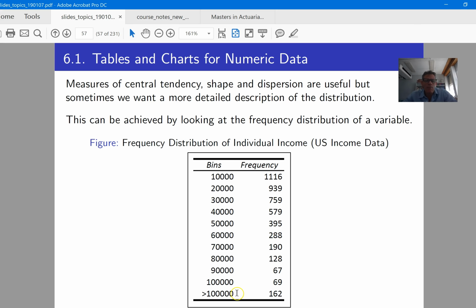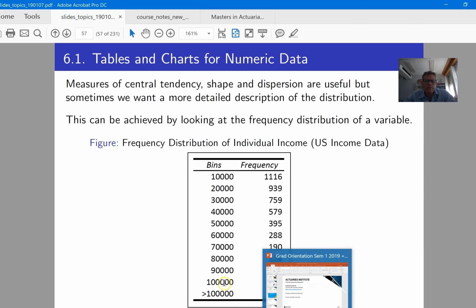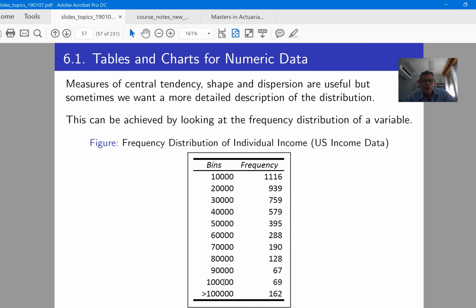The last category of more than 100,000 is quite big, but don't forget that that covers not just people between 100 and 110, but any amount above 100,000. So sometimes you get a little spike in that last category because it's an open-ended category. So that's what's called a frequency distribution or a frequency table.